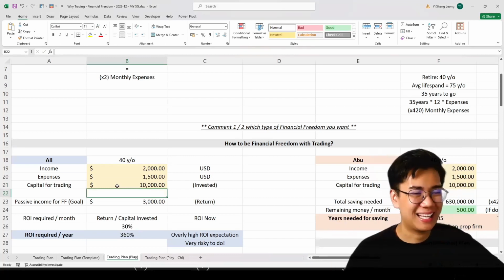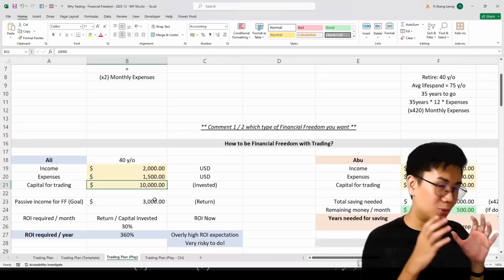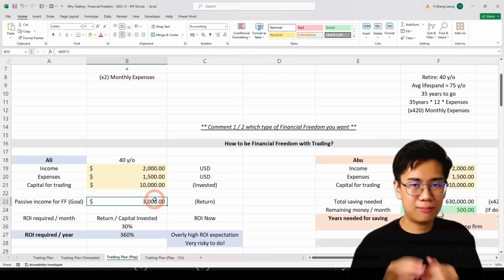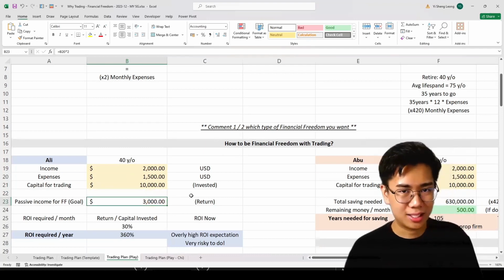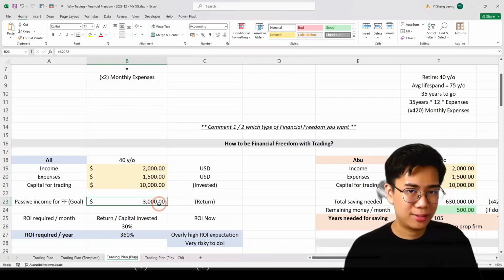Okay, sum up. 1k per month, 1 year 10k. Okay, fine, good. Meaning you're going to take this 10k to do trading. And your target is to earn $3,000 every month. Logic? Your expense is 1,500. Every month earning about 3,000, no?